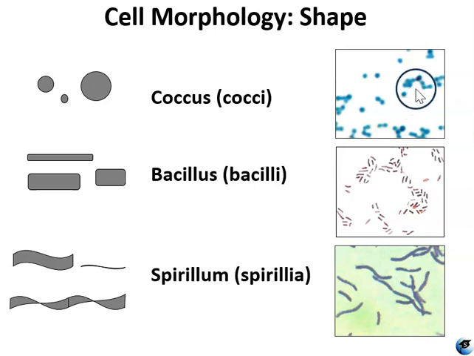In order for a cell shape to be classified as cocci, it has to be a perfect sphere. It can't be an oval. It's not going to be irregularly shaped. It has to be a perfect circle.